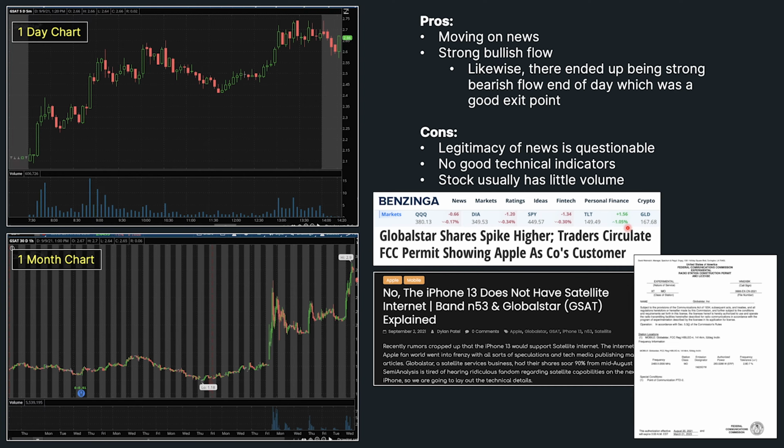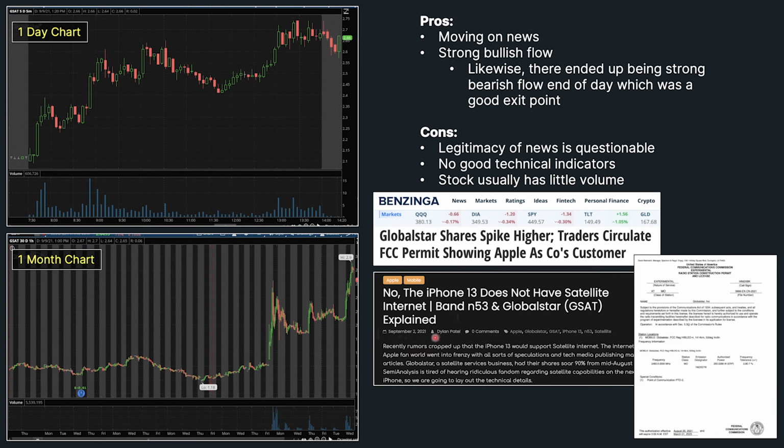So later in the day, I saw a lot of news reports correct this and change their headlines to not completely say that Apple was their customer, but to say that it's a rumor, because that's what it is. There was nothing in there indicating that it was for sure.